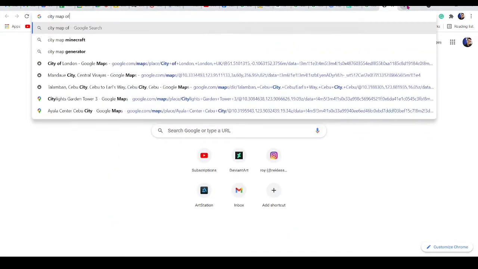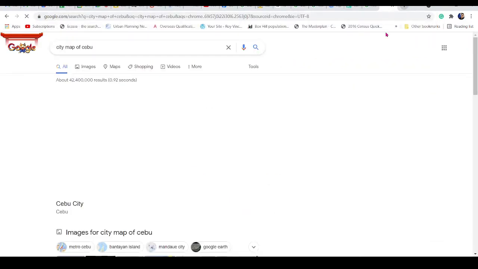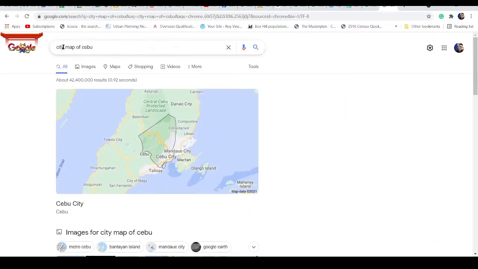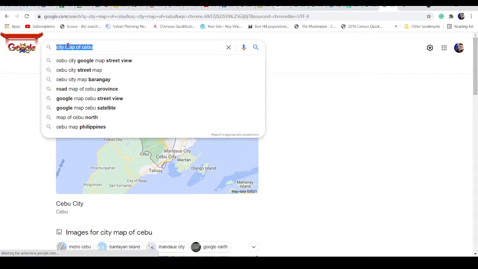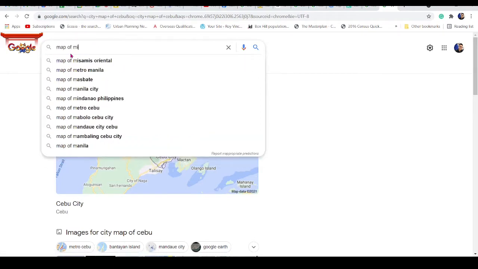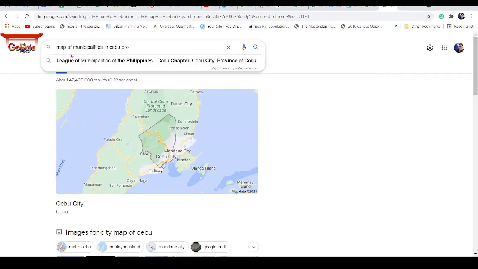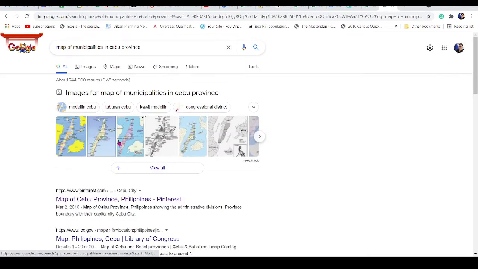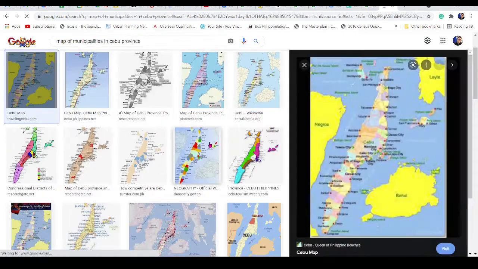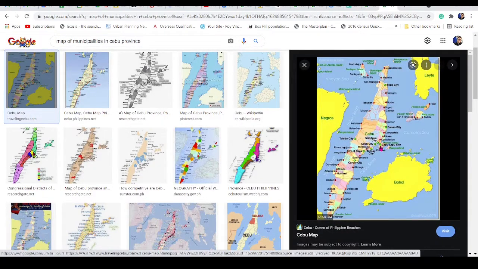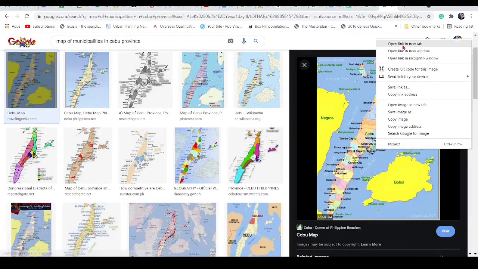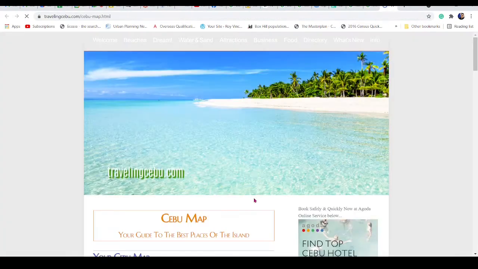the city map of Cebu. Map of municipalities. Municipalities in Cebu province. Here we go. So when I say Cebu City, I mean Cebu City, the chunk here in the middle.